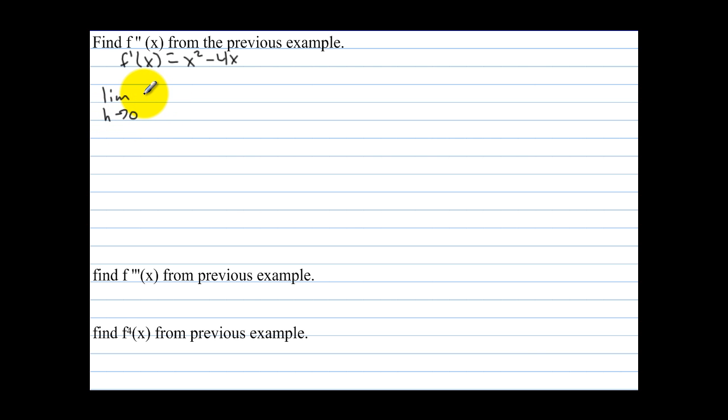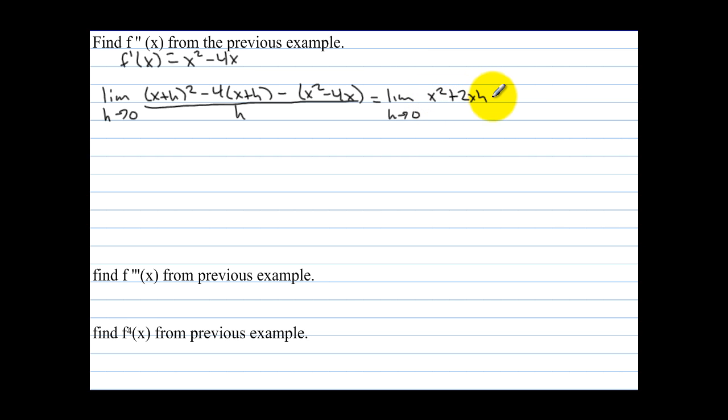Limit as h approaches 0 of f of x plus h, which is x plus h squared, minus 4 times x plus h. There's f of x plus h, then minus f of x, which is x squared minus 4x. And that's going to all be over h. Now we do a little algebra to simplify. We have the limit as h approaches 0 of x squared plus 2xh plus h squared minus 4x minus 4h, and then minus x squared plus 4x, and that is all over h.